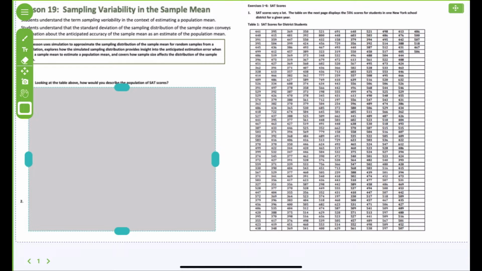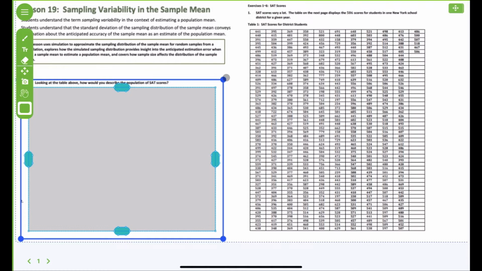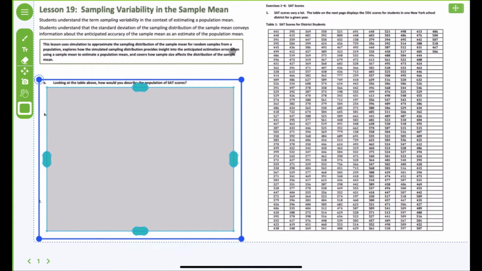Algebra 2, Module 4, Lesson 19. This is sampling variability in the sample mean. Students are going to understand the term sampling variability in the context of estimating a population mean. Students will understand that the standard deviation of the sampling distribution of the sample mean conveys information about the anticipated accuracy of the sample mean as an estimate of the population mean.